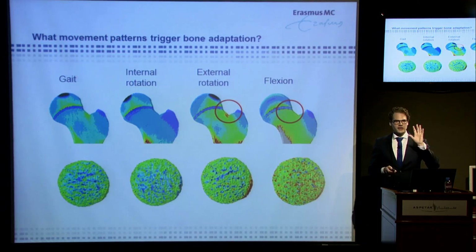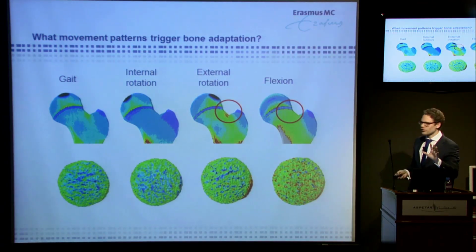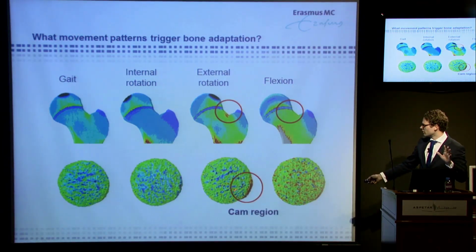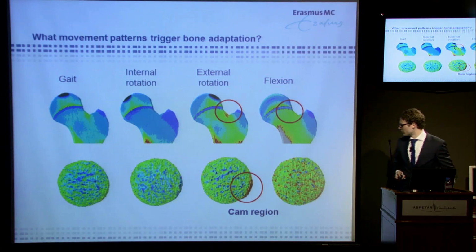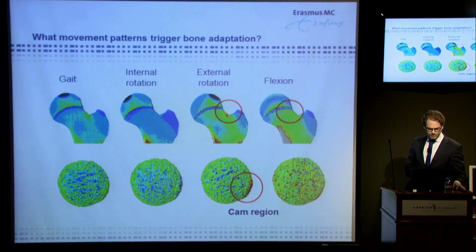And when we look at the growth plate, we also notice that for external rotation, there was a high stimulus for bone formation in the anterolateral part during external rotation. So again, the part where cam deformity normally develops.